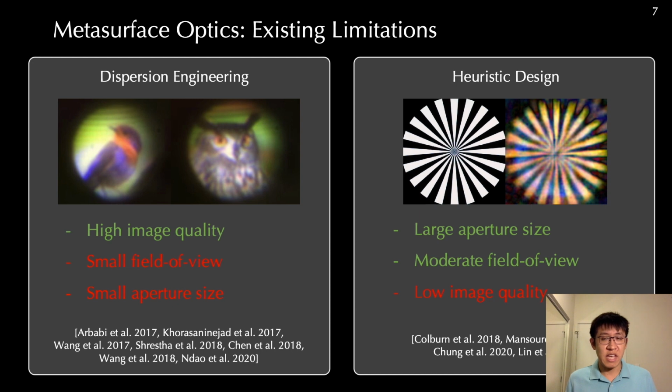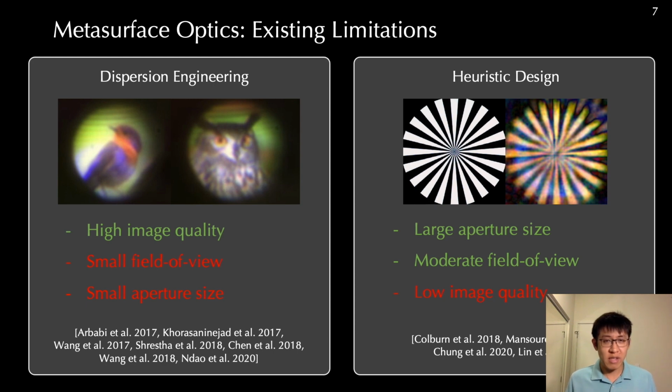Although metasurfaces have been seen as a promising alternative to glass optics, perhaps for at least a decade, prior methods have not been able to demonstrate sufficient imaging performance. One technique, called dispersion engineering, which we show on the left, is able to create images with high quality, but only with a small field of view and a small aperture size. Other methods, such as those employing heuristic designs, have been able to achieve larger field of views and larger aperture sizes, but they fail to achieve good image quality.